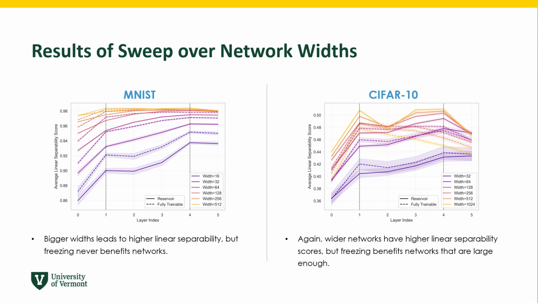Reservoir networks on MNIST perform worse than fully trainable networks. However, on CIFAR10, reservoir networks with more than 32 neurons per layer outperform their fully trainable counterparts. So although some separability trends align with Cover's theorem, a lot remains unexplained. Why does freezing depend on the dataset? Why do small CIFAR10 networks not benefit from freezing? Therefore, we find that Cover's theorem is not a complete explanation of why freezing helps neural networks.